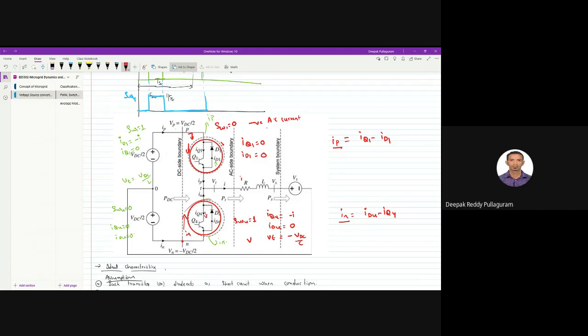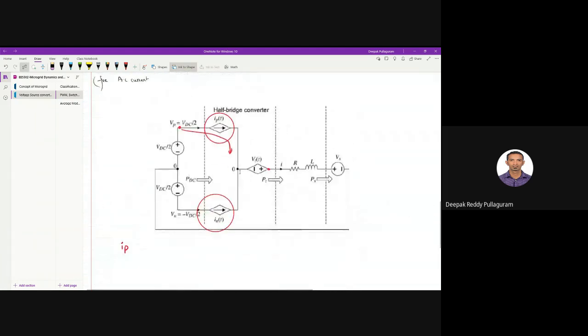So once you define these currents, VT I define as a voltage source. It's a dependent voltage source here. I'm not defining it; it has been defined in the textbook. So it's a dependent voltage source. Okay.